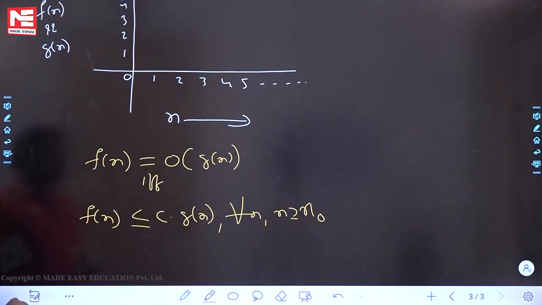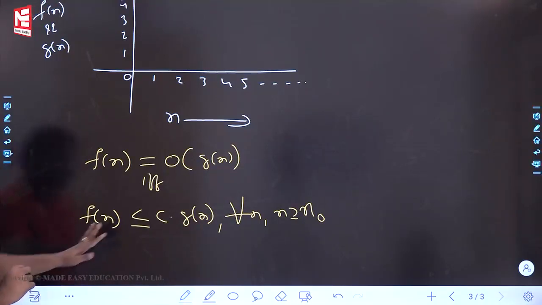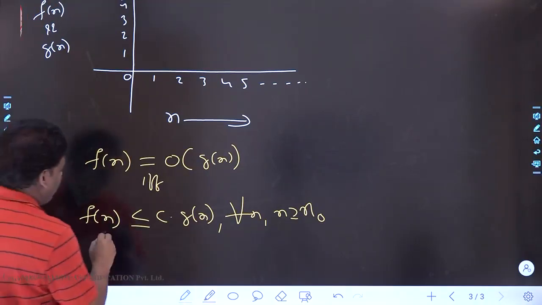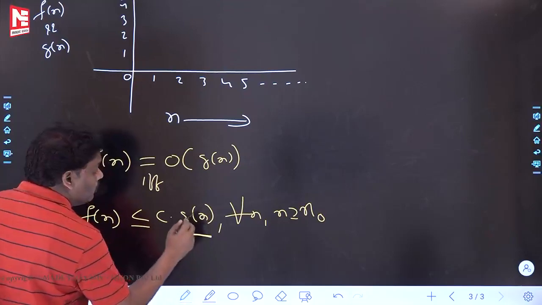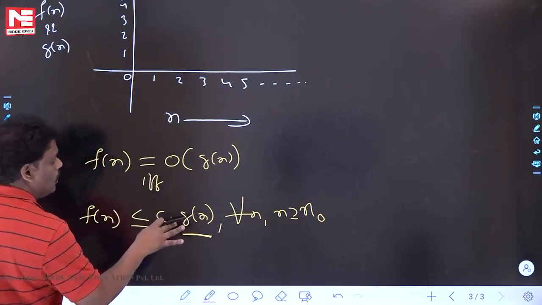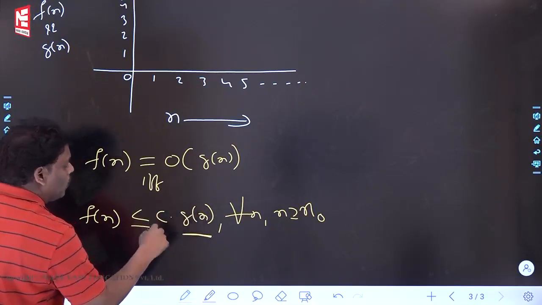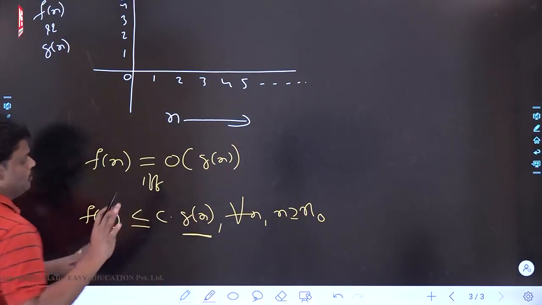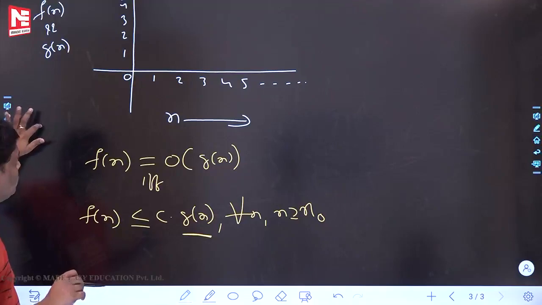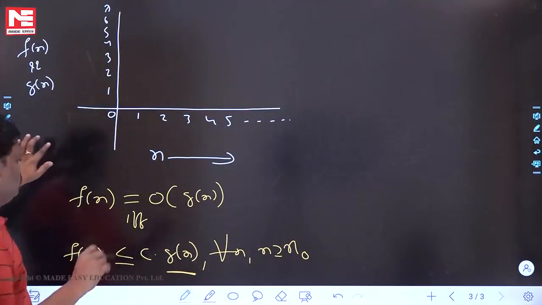F of n is big O of g of n if and only if, this is the definition, everyone. What is the meaning? Comparing f of n and g of n, g of n will be bigger or equal, by taking C's help. That is what the definition is saying. Same thing I will replicate here and write.